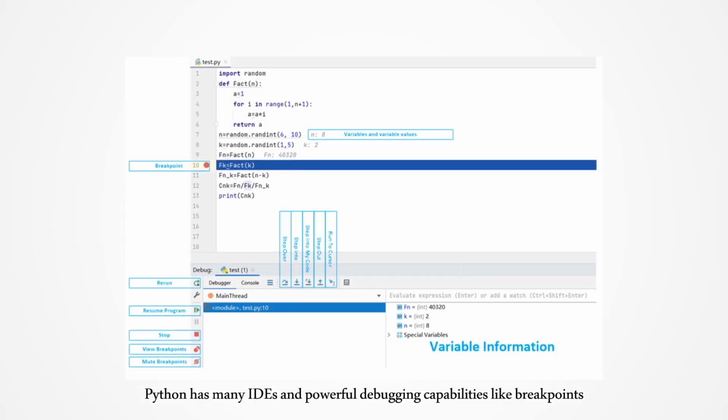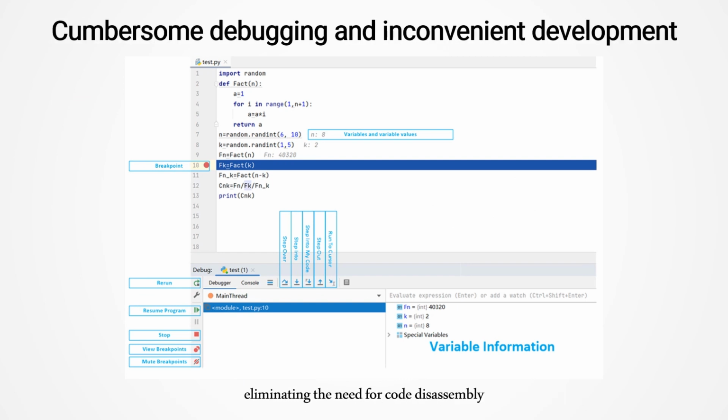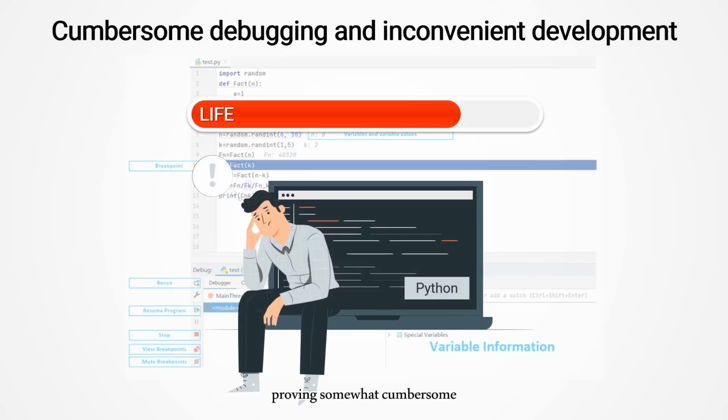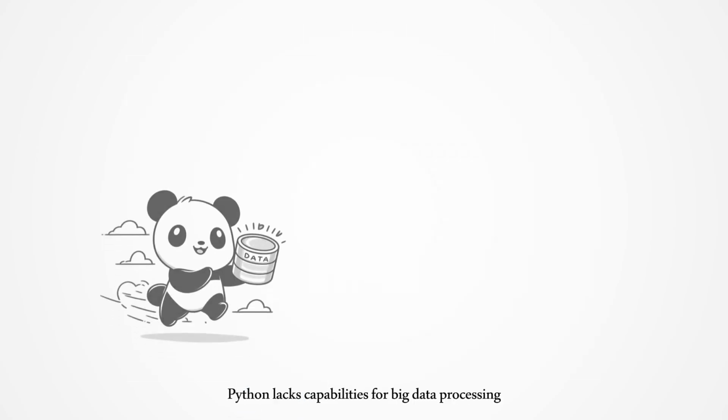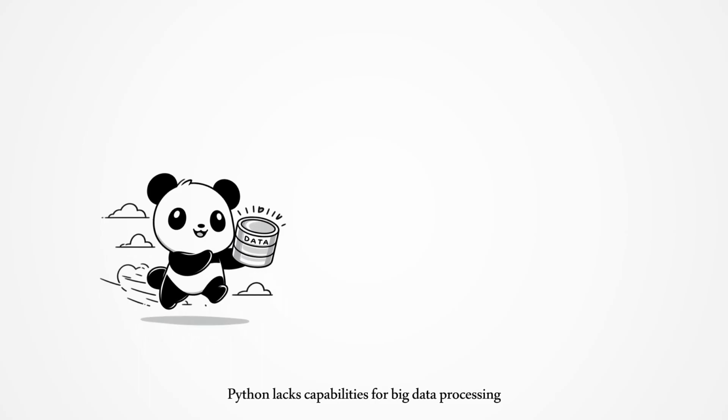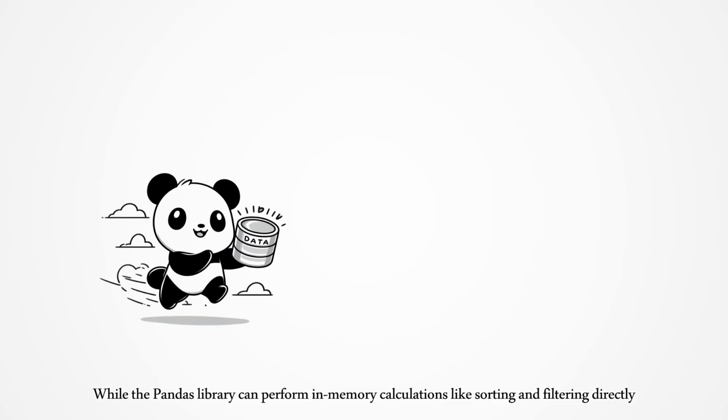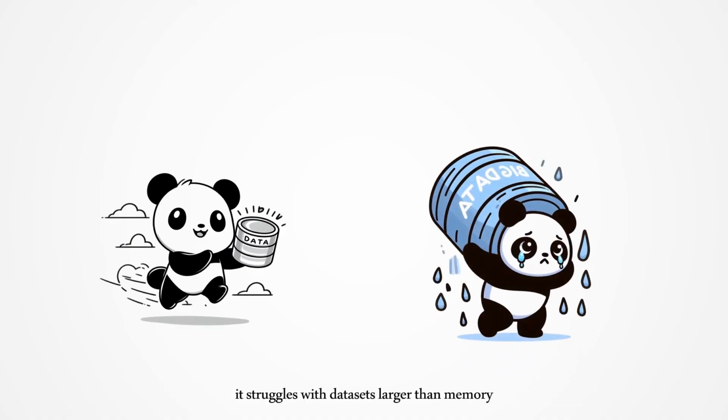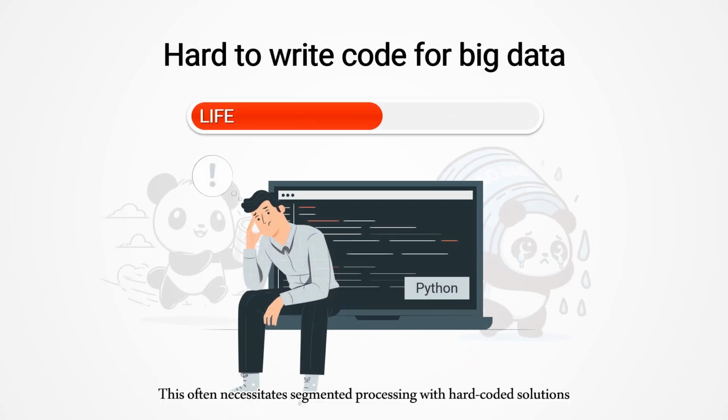Python has many IDEs, with powerful debugging capabilities like breakpoints, which surpass SQL, eliminating the need for code disassembly. However, inspecting intermediate values still primarily relies on the print method, which needs to be removed after debugging, proving somewhat cumbersome. Python lacks capabilities for big data processing. While the Pandas library can perform in-memory calculations, like sorting and filtering directly, it struggles with datasets larger than memory. This often necessitates segmented processing with hard-coded solutions, resulting in more complex code.